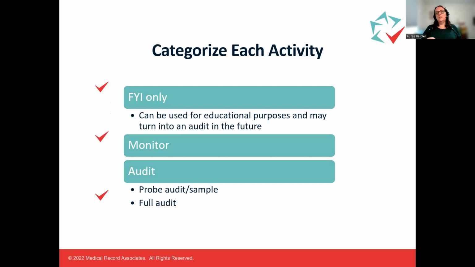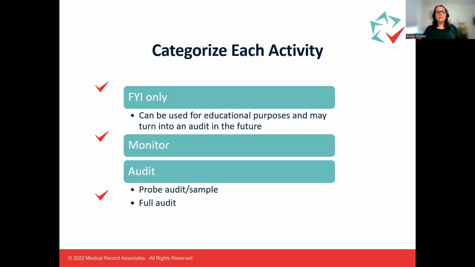And then I like to categorize them. So you might want to categorize something as an FYI only. Maybe it's OIG reviewing HHS, but it's something related to financial, or something that you're not going to be auditing yourself. But you can use it for educational purposes. You could record a webinar. You could use it as training for your employees, and then maybe turn it into an audit in the future. So it's an FYI. It's something we might want to look at, but we're not going to be adding it to our work plan at this time.